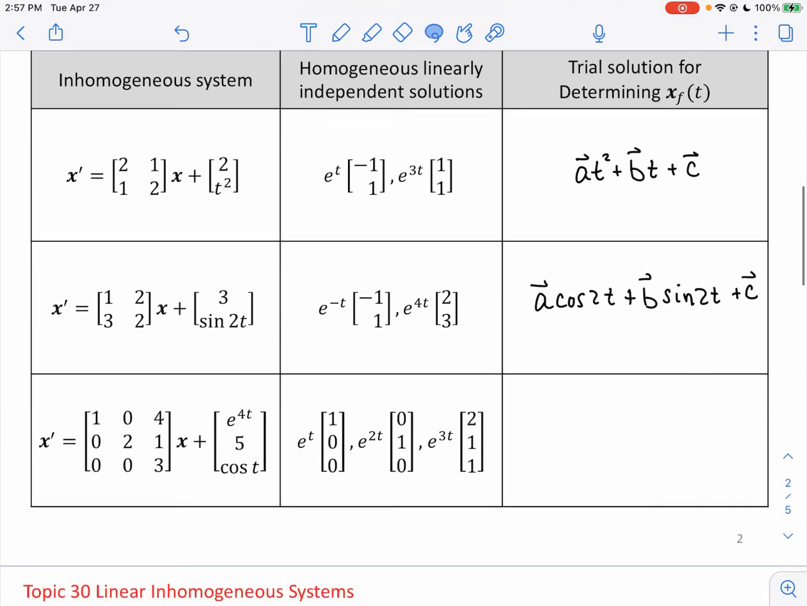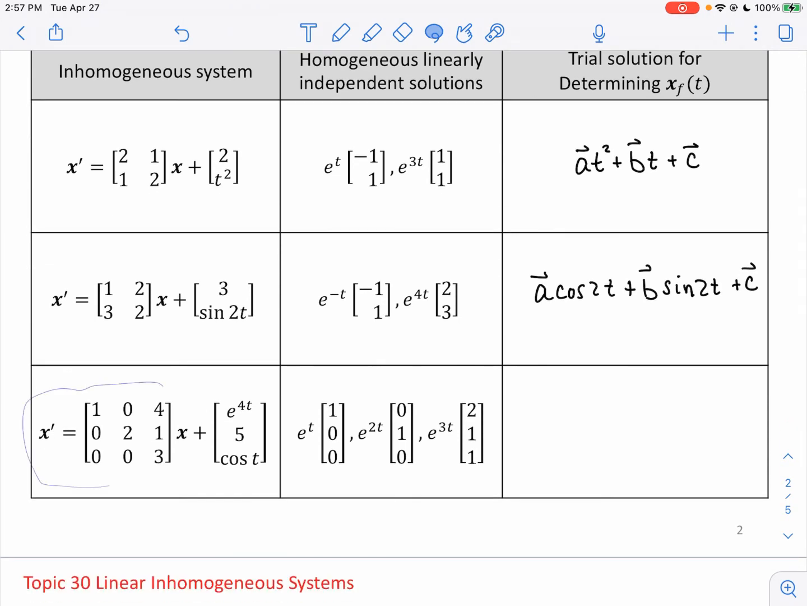Now this last example is a 3x3 system. The homogeneous portion is just this, and the eigenvalues of that coefficient matrix are 1, 2, and 3, and the corresponding eigenvectors are all revealed here by these linearly independent solutions to the homogeneous. But we do have an inhomogeneous component. There's an exponential, there's a cosine, and there is another constant.